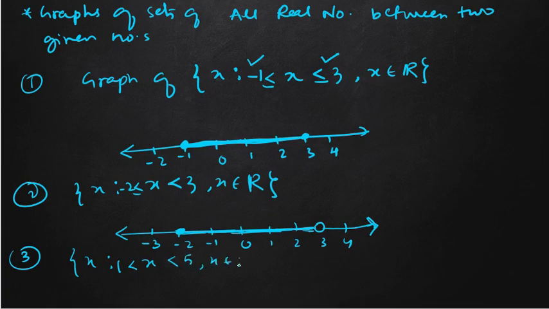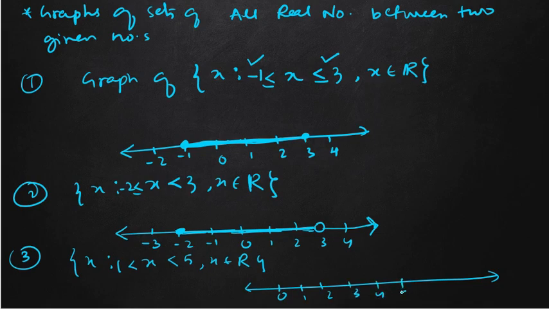Similarly, for the third case, suppose we are taking x such that x is greater than 1 and less than 5, x belongs to real numbers. You can see 1 is not included, 5 is also not included. So how will we draw the number line? We have to take this number line.